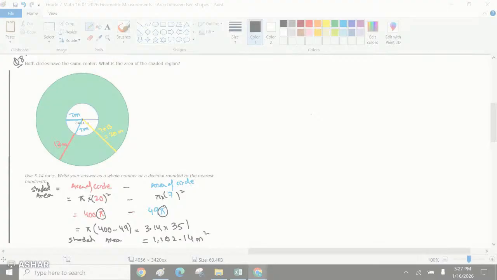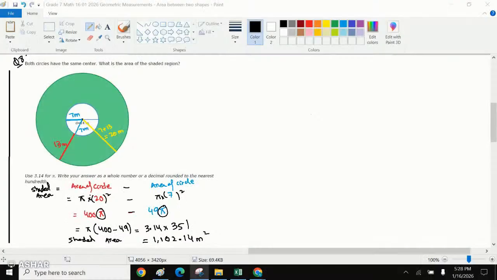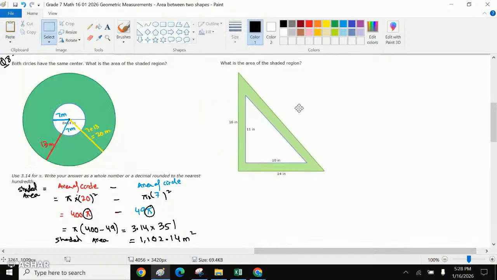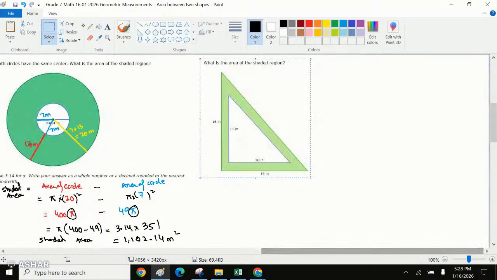What is the area of the shaded region given in this particular question? Let's copy it down. The next question is this. What they're asking us to do is find the area of the shaded region. And this was question number 9.